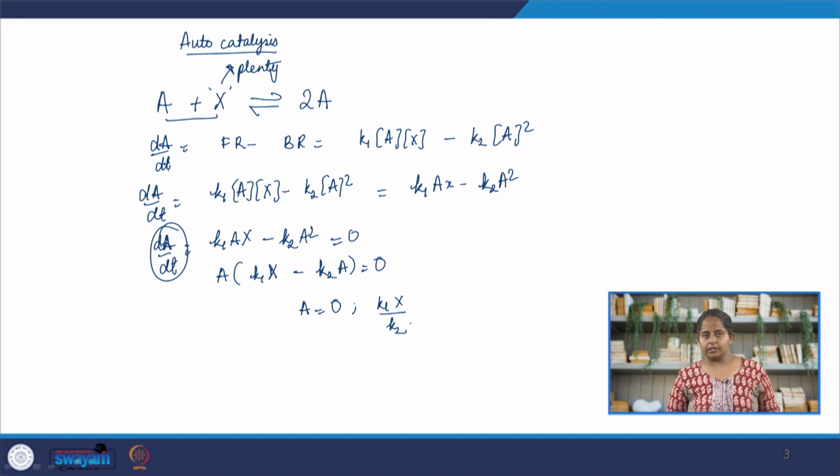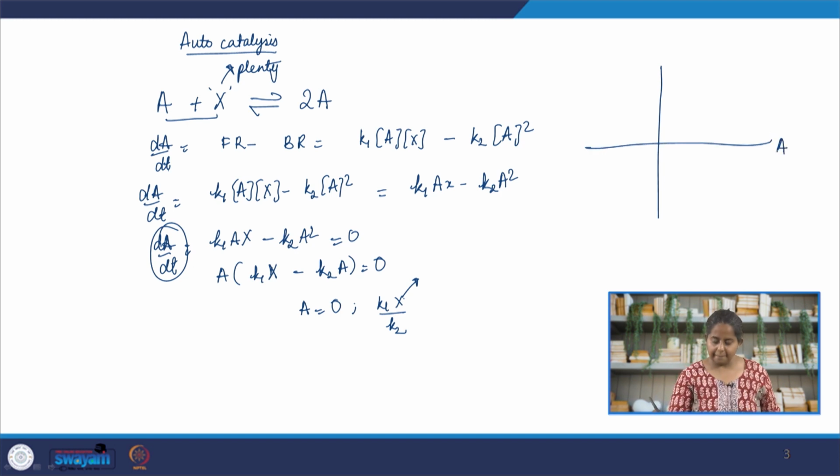K1 and K2 are reaction constants, so they are constant, and X is available aplenty. So you can even replace X by a number or the concentration, which will tell you about the concentration of X. You have two fixed points. Let's figure out the stability of the fixed points. So what we are going to do, we are going to draw the phase portrait. So on x-axis, we are going to put A, which is the variable. On y-axis, we are going to put the rate at which A is changing, dA by dt. We have two fixed points, so let's put it here, 0. Reaction constants are always positive, so K1 and K2 are positive.